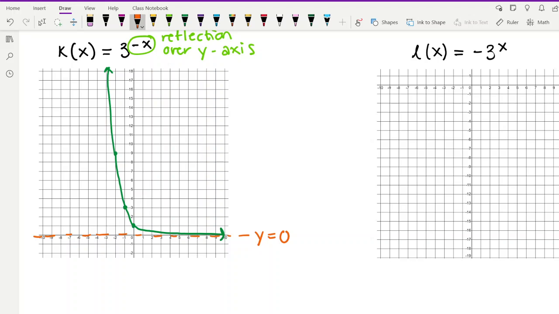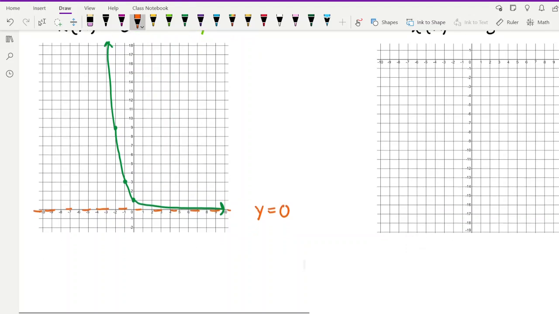So one thing that you might notice here is that this actually looks a lot like a graph that we saw in the last video. In fact, it's the same graph. So in our last video, we graphed 1/3 to the x. And if you recall, 1/3 to the x looked exactly like 3 to the x, but reflected over the y-axis. So the graph of 1/3 to the x looked just like this.